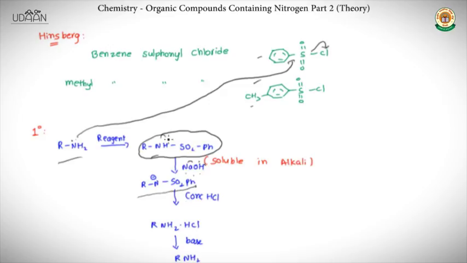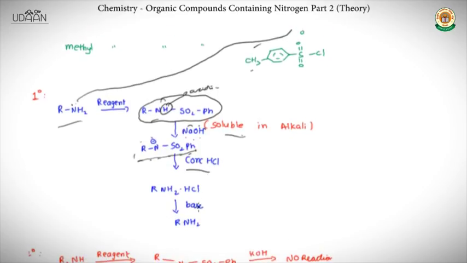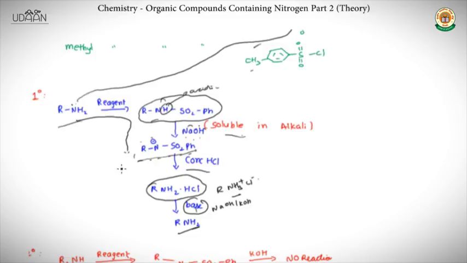This is because this H is acidic, and so it is soluble in alkali, and you are going to get this one. It indicates that this is soluble in this NaOH. And after that, if you treat it with concentrated HCl, you are going to get this one. This can also be written as RNH3+ Cl-. Finally, if you treat it with any base, say NaOH or KOH, you are going to get back your primary amine. So you have started with the primary amine and tested it with this reagent. You have got one product, and finally you have got back your amine.